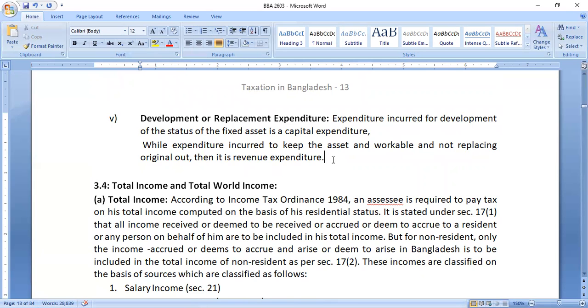So from the discussion, we know what we mean by income, income of a resident in a country, what the types of income or different sources of income are, and what the characteristics of income are.